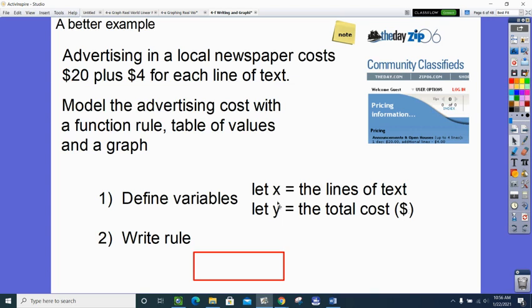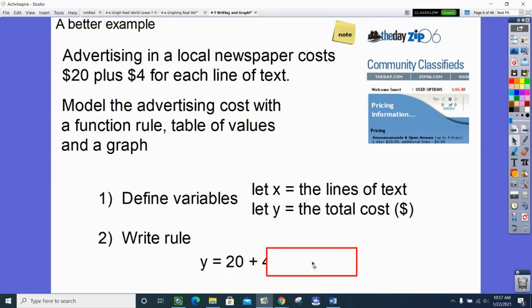I am now going to write a function rule that uses the X, the Y, the 20, and the 4. I need to put that all together. Remember that our dependent variable is going to be hanging out over there waiting for the math to happen. So now we have to figure out the math. How many times do I pay $20? Once. It's a constant. How many times do I pay the $4? It depends on how many lines. So the $4 needs to get connected to the X. One line of text would add $4. Two lines of text would add 2 times $4, or $8. Three lines of text would add 3 times $4. So the $4 is what is varying. I'm going to attach that 4 to the variable. And there is my function rule.